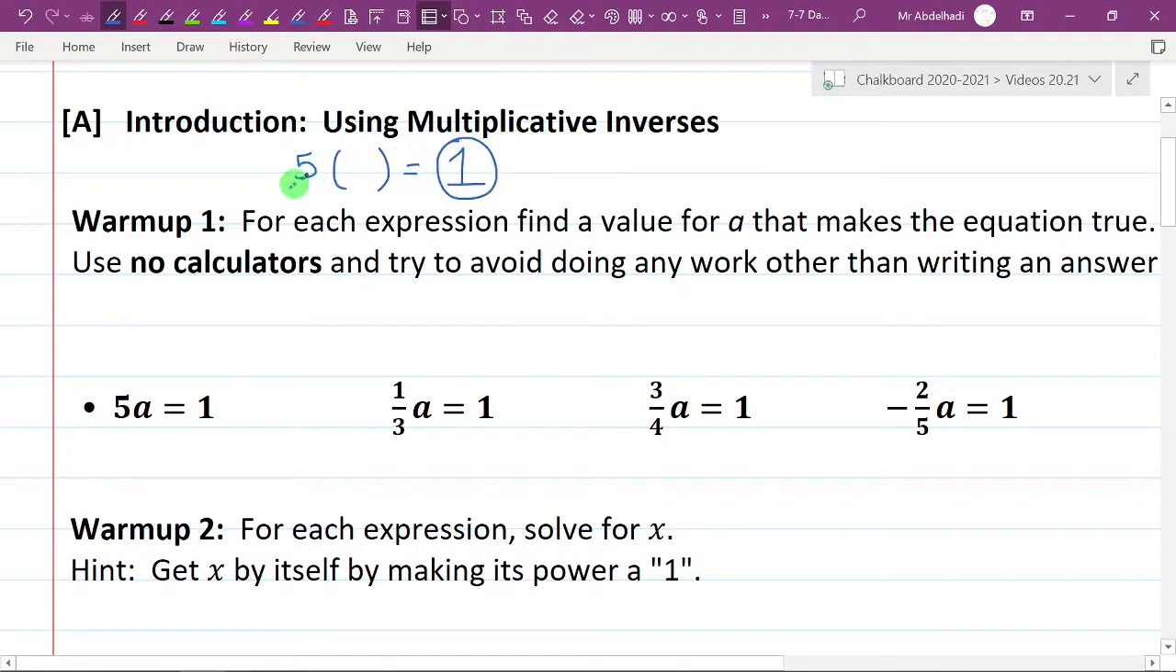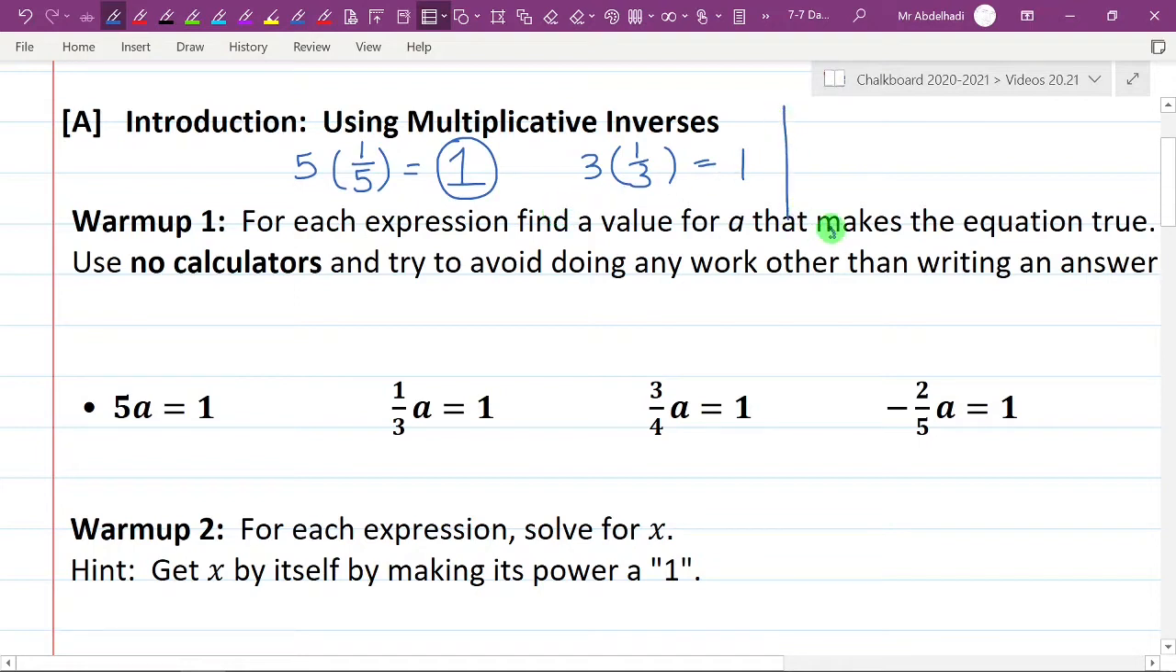So what would you multiply times 5 to get a 1? Well, the opposite of 5 would be dividing. Opposite of multiplying by 5 is dividing by 5. So 1 divided by 5. So 1/5. And this works for any number. So if you have a 3 and you want to turn it into a 1, which is the identity, you multiply by its multiplicative inverse, which is 1/3.